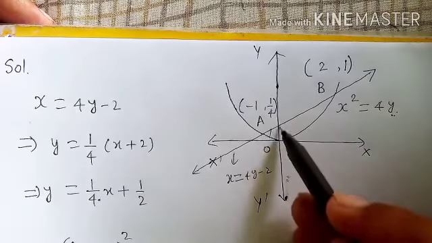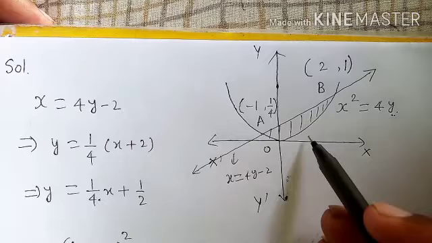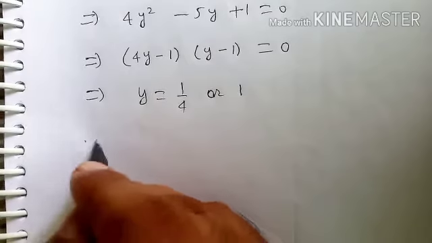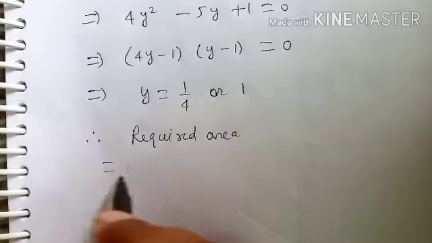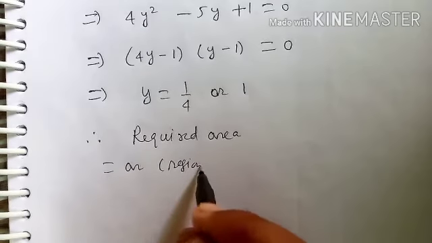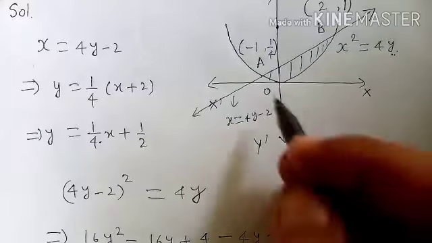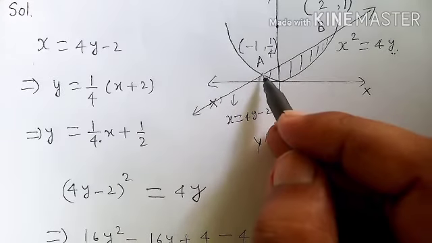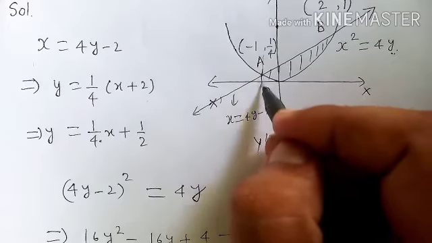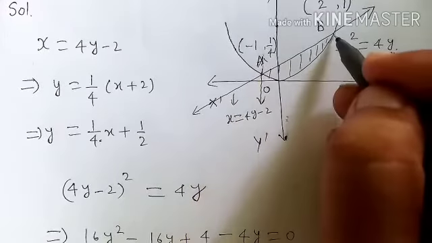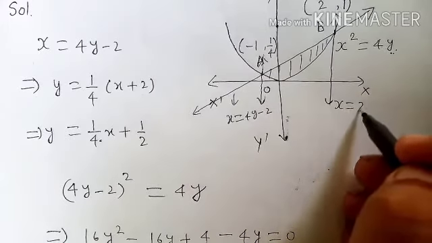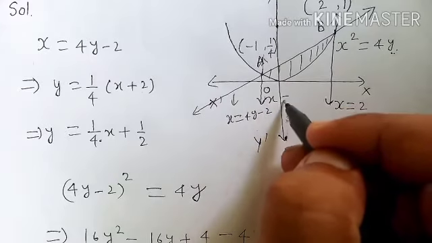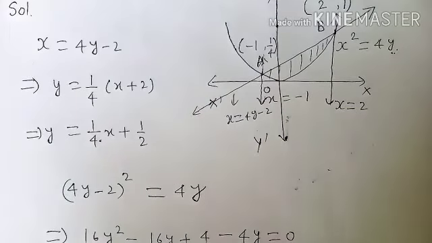Now we have to find this area. So the required area is equal to the area of region AOBA, and for finding this area we have to draw lines parallel to the y axis, this is x is equal to 2 and this is x is equal to minus 1. So we have to integrate.